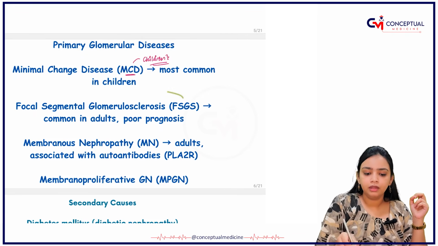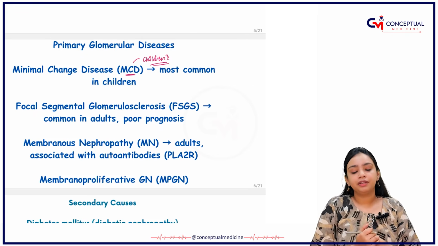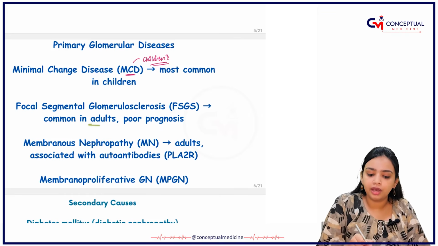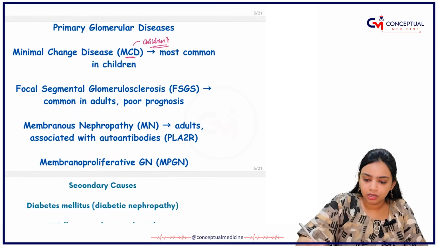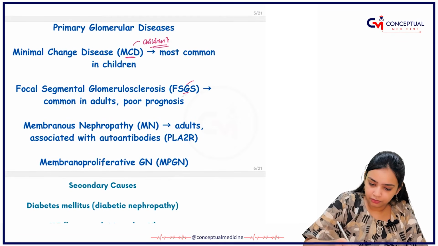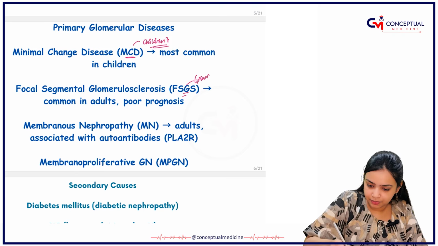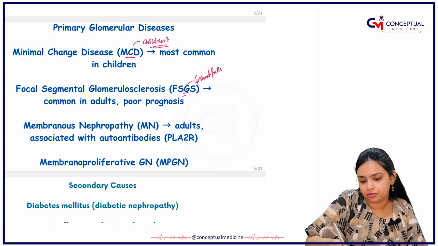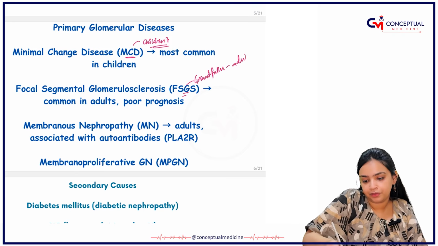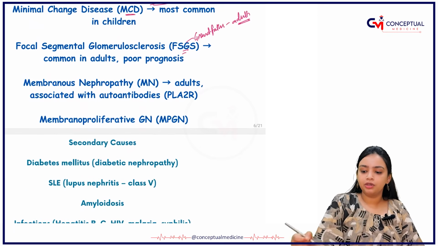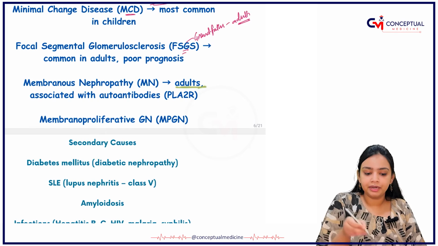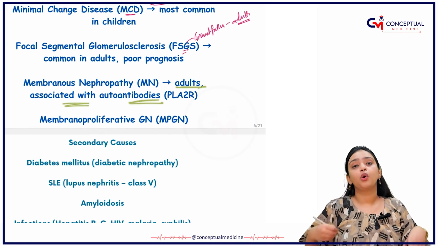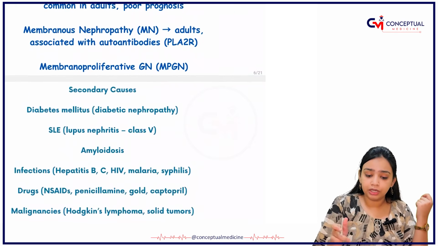Then you have the focal segmental glomerulosclerosis. They are common in adults and it has a poor prognosis. They are common in G for grandfathers, and grandfather is your adult. Then you have the membranous nephropathy. They are also common in adults and is associated with autoantibodies.